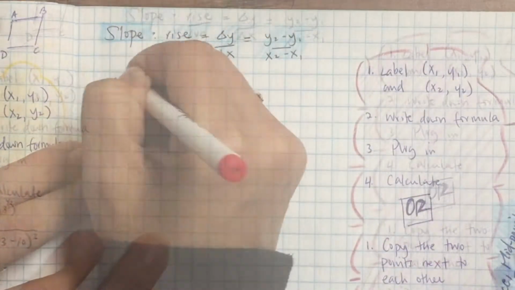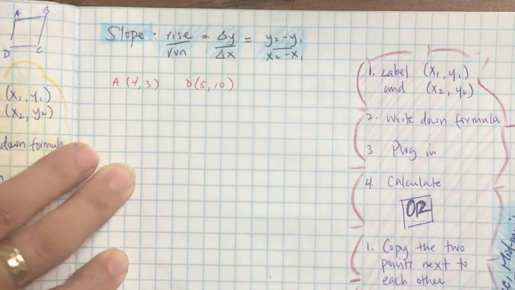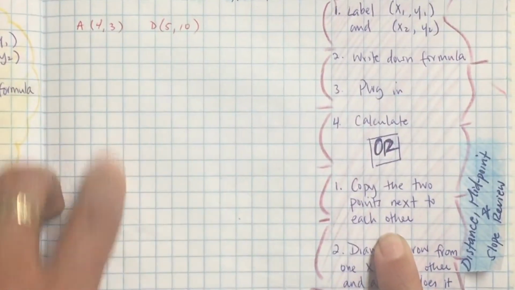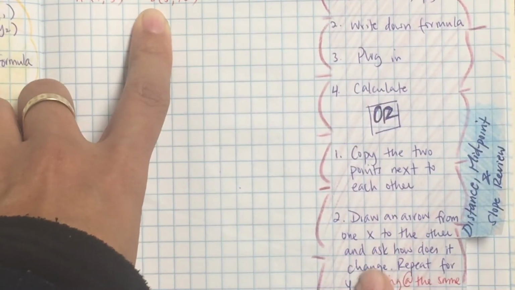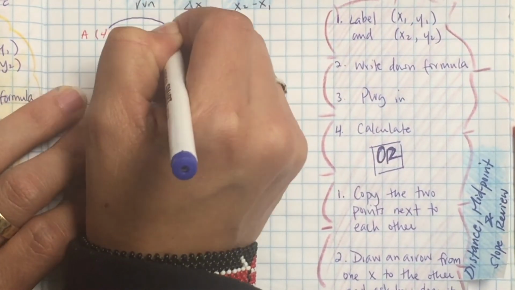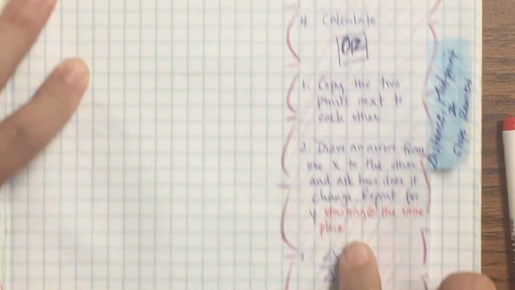Alright, so now I'm going to look at slope. I'm going to look at the slopes of the sides. So I'm going to look at AD. And there are these steps that you can do, or you can do the second one. I'm going to do the second one because that's what I'm used to. So I'm going to draw one arrow from one x to the other, and then ask myself, how did I change? How did I get from 4 to 5? I added 1. So 4 plus 1 is 5.